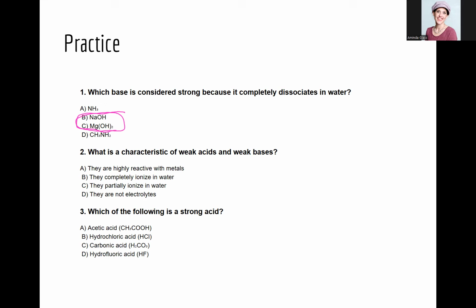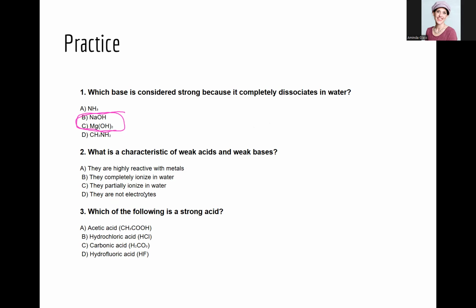So here we have, what is a characteristic of weak acids and weak bases? Are they A, highly reactive with metals, B, completely ionize in water, C, they partially ionize in water, or D, they are not electrolytes?